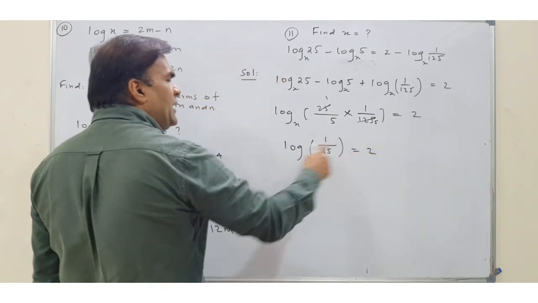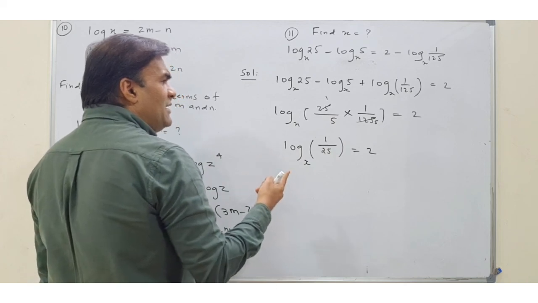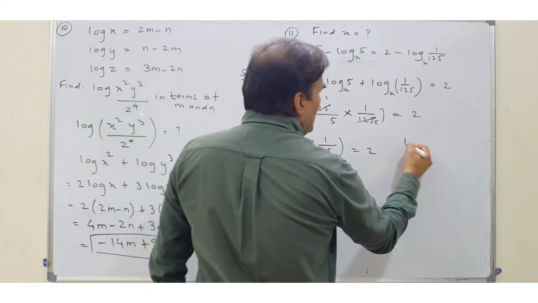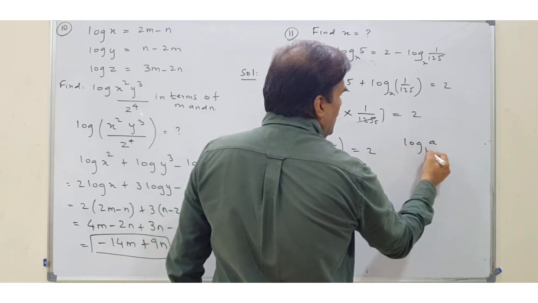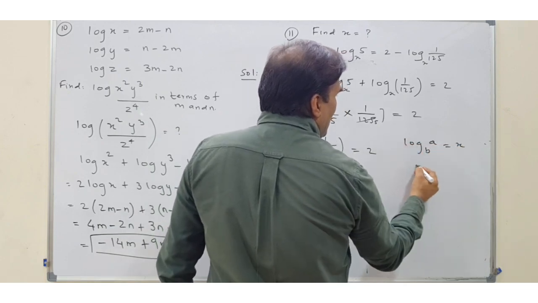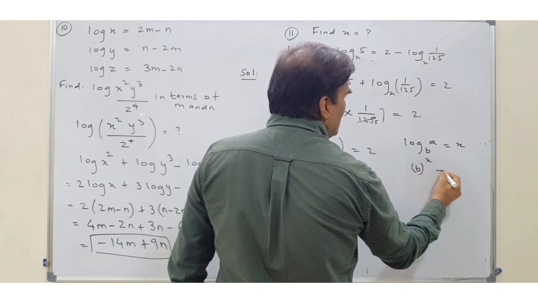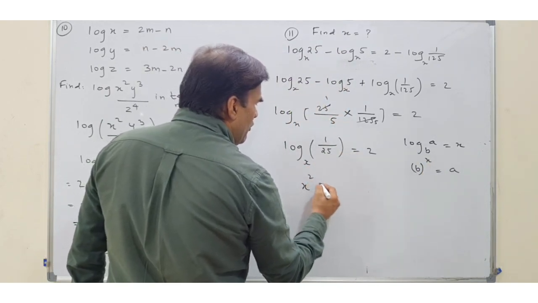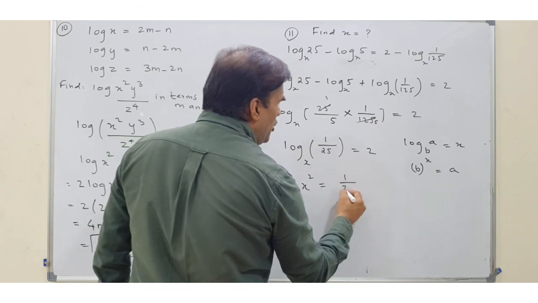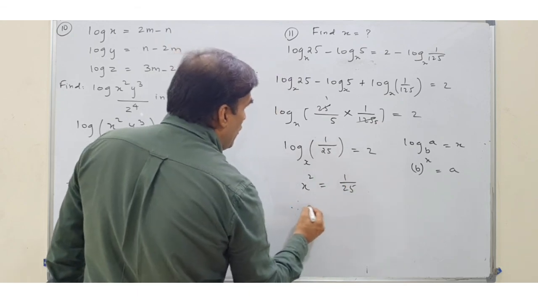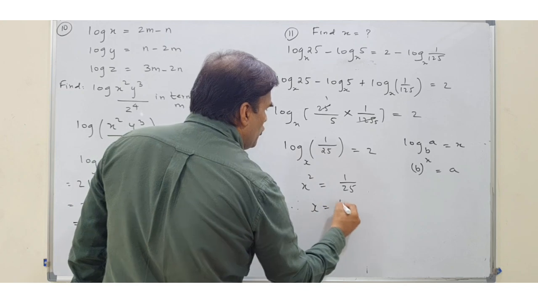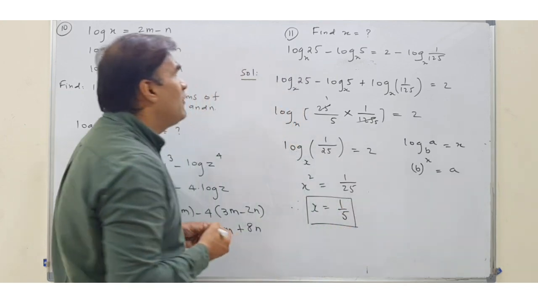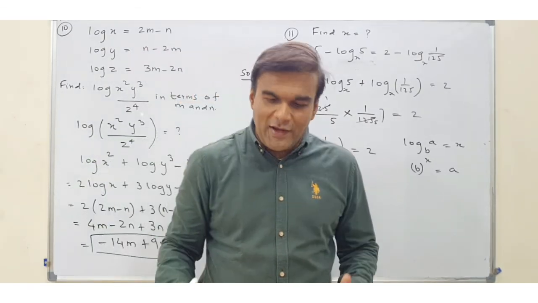This is in the logarithm form. Can we convert this into an exponential form? Yes, sir. The rule is log of a to the base b equals to x, then b raised to x would be equal to a. So x raised to 2 would be equal to 1 upon 25. Therefore, x will be equal to 1 upon 5. That's the end of the entire exercise, my dear friends.